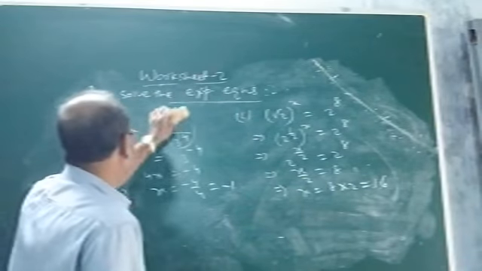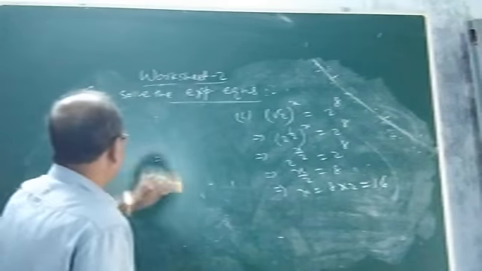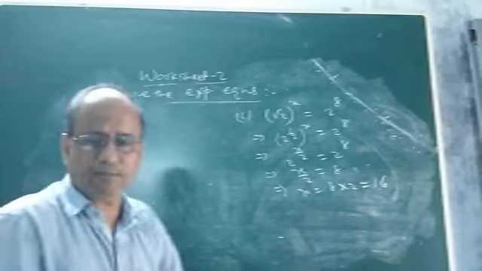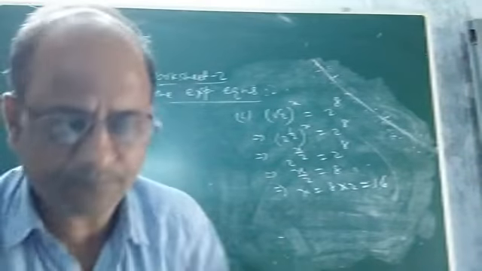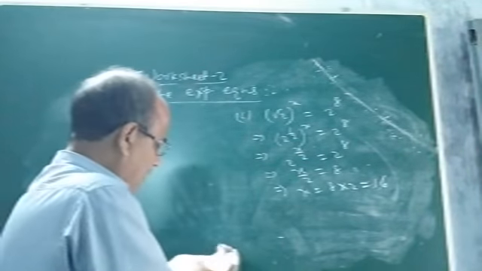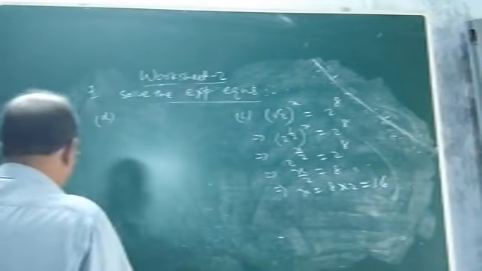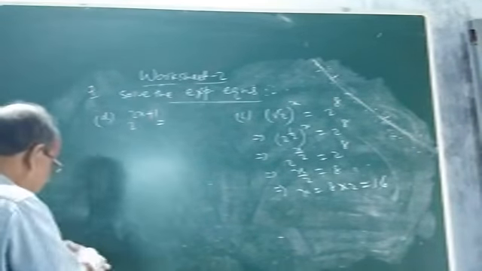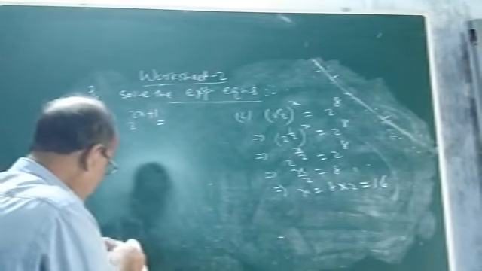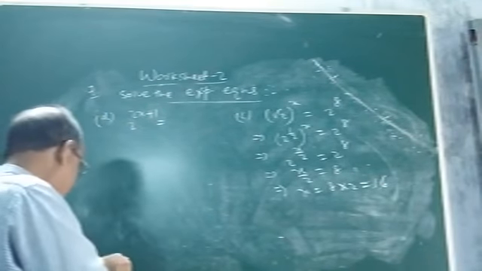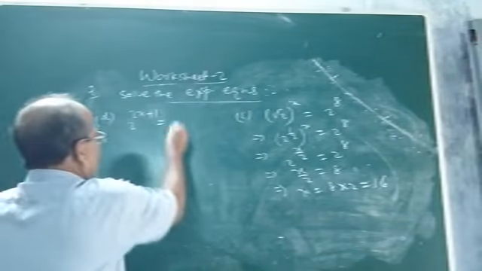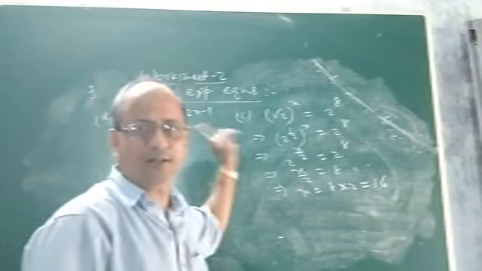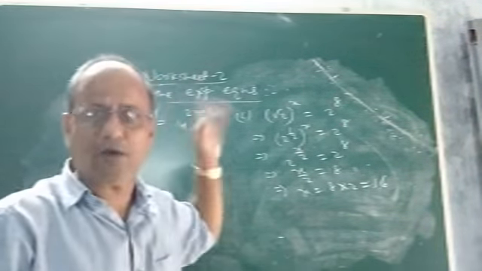Now the last bit of this exercise, that is worksheet 2. What is the last question of this number? It is given 2 to the power 2x plus 1 is equal to 4 to the power 2x minus 1. Solve this exponential equation and find the value of x which will satisfy it. How to solve?